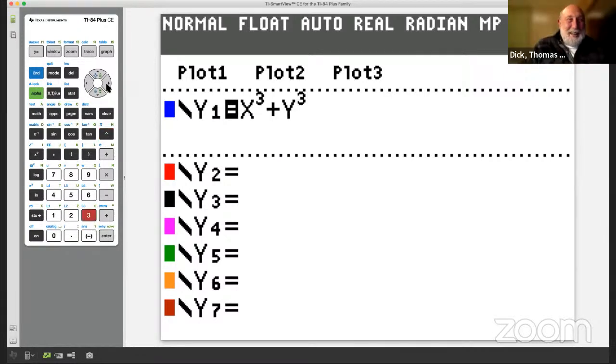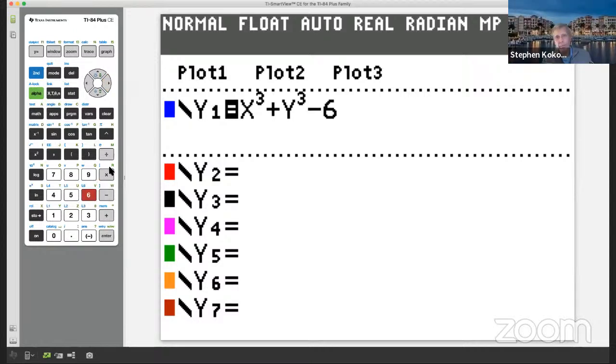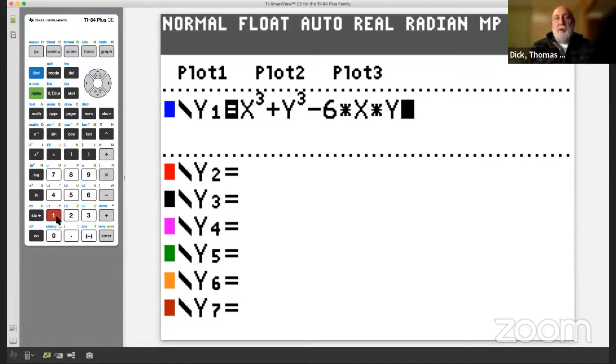Now, remember what we said: if you're doing this on the 84, you want your relation with all the variables on one side. So I'm going to bring the 6xy, subtract that from both sides. So it would be x cubed plus y cubed minus 6xy equals 0. That would be another way to write it. So I'm putting the expression that had all the variables in it into y1.